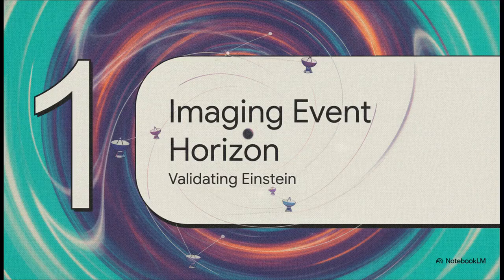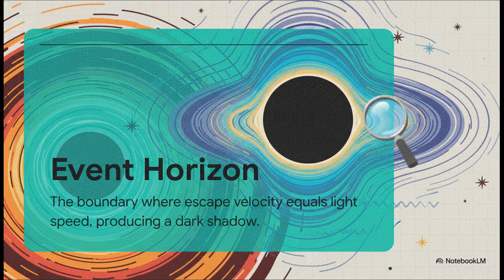All right, starting right off with Section 1, Imaging the Event Horizon. Now, as you guys already know from your coursework in General Relativity, light simply cannot escape the event horizon. It's the ultimate point of no return. But what we can capture is the telltale shadow that it casts.